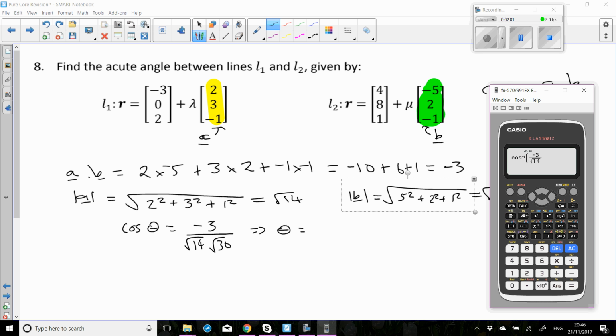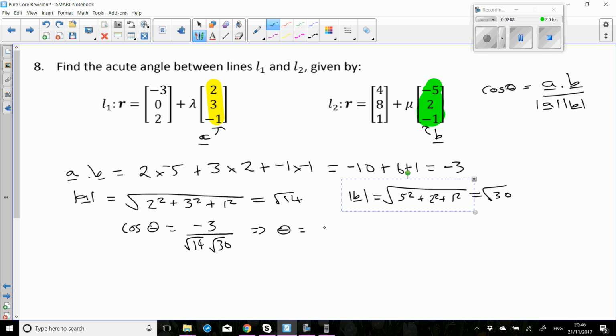Being very careful with your calculator. There we go. Right, so it's 98.42. Okay, right, we might think that's the answer. It's like a problem. They wanted the acute angle.